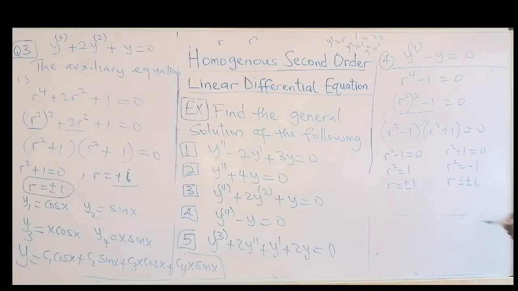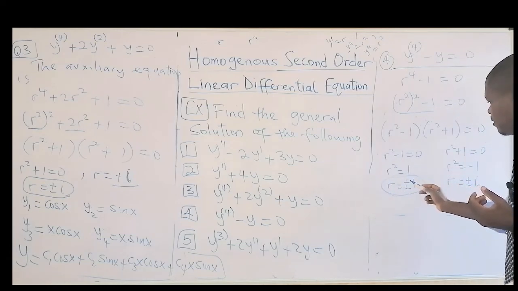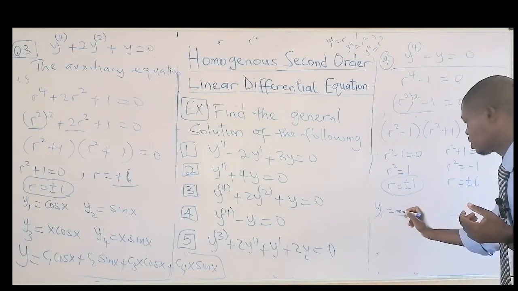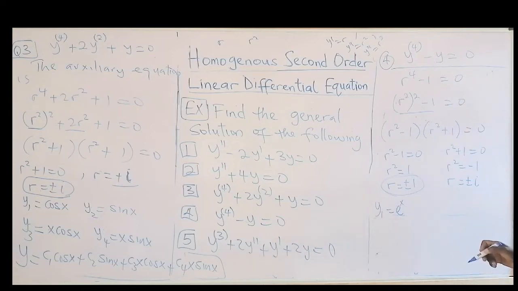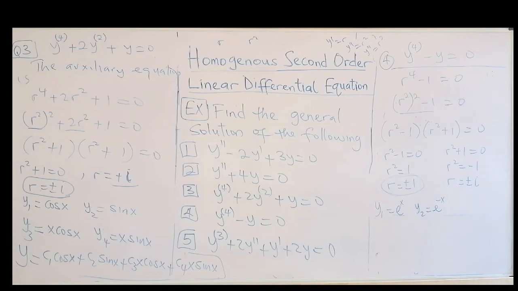So then we can get the solution for this expression. We're going to have y1 equal to e^x for the positive, this is plus 1 or minus 1. And then y2 is equal to e^(-x). Is that one clear?